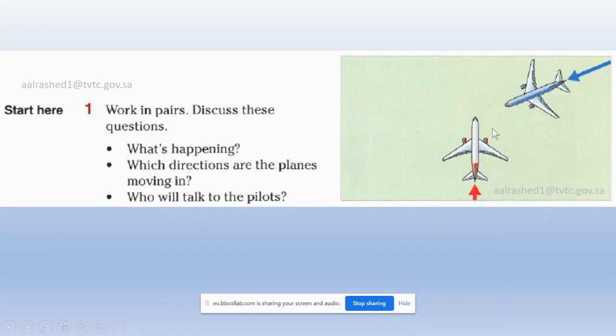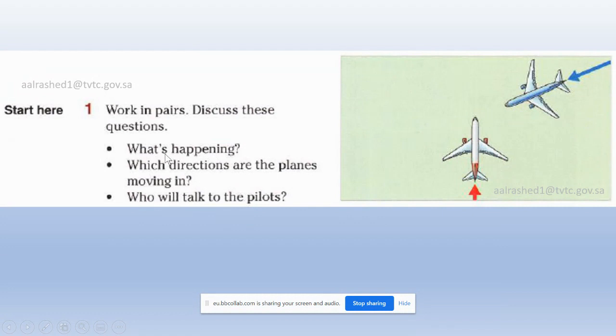As we can understand, pilots cannot see everything around the plane. It's not like cars. They need to be observed by someone who has the experience and knowledge of how many planes are in their way. We will talk about the one who is responsible for giving instructions to the pilots to prevent accidents, like the one we are expecting to happen right here.